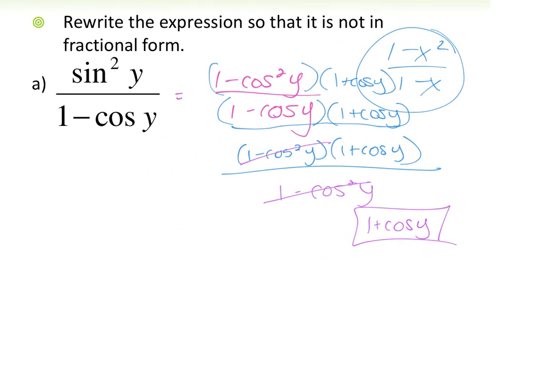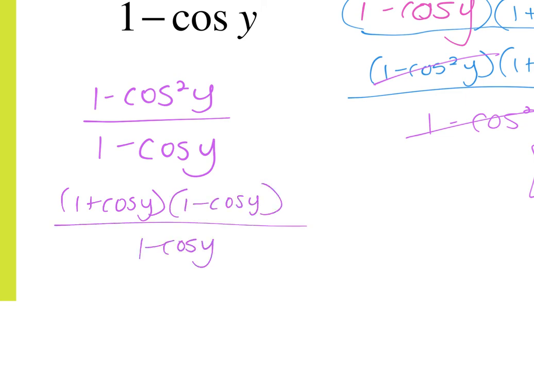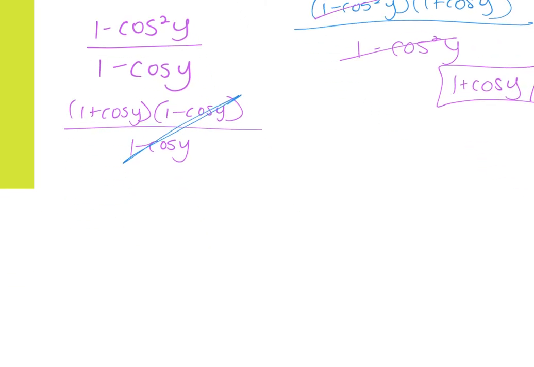What's a different way to do it? I heard somebody say it over here: split the fraction. No, you can't split if it's a sum or difference in the bottom. You can split if it's one term. Can you factor 1 minus cosine squared? What is that called? Difference of two squares. So this is 1 plus cosine y and 1 minus cosine y over 1 minus cosine y. Then these cancel and I get 1 plus cosine y. So look for factoring. I know you don't enjoy it typically, but look for things like that. Any difference of two squares can be factored.